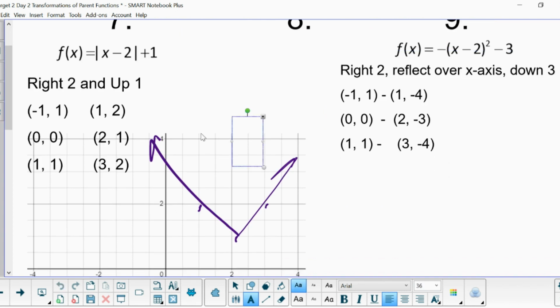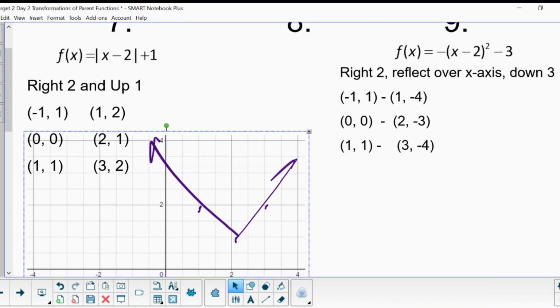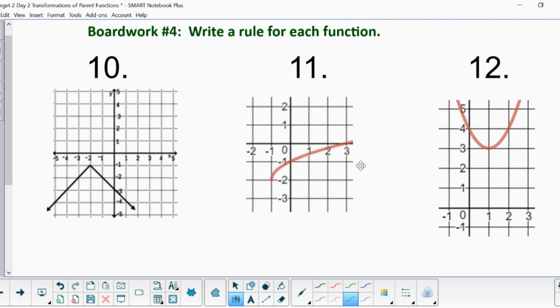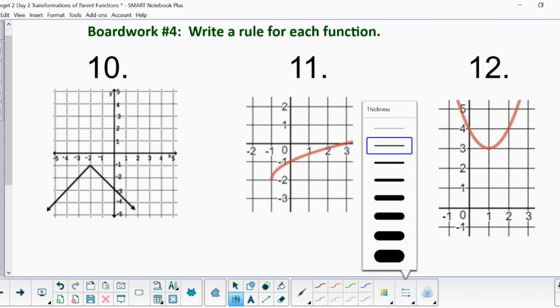Okay, so now I have to graph that thing. Okay, so 1, -4 is here, 2, -3 is here, and 3, -4 is here. So we've got this upside down parabola. Okay, last thing is now writing equations of the function based upon the transformations that are there. So you want to just look carefully at what's going on and see if you can see what's going on here.